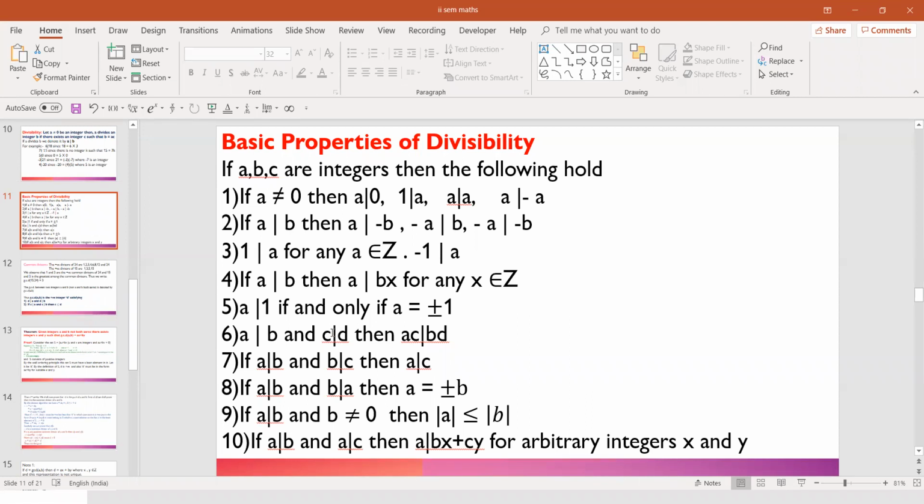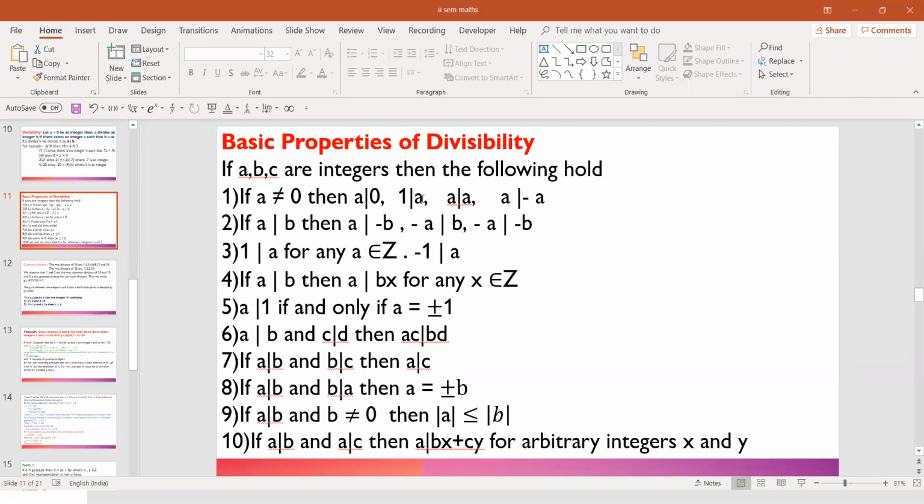Read and understand each and every definition. This is not at all difficult. This concept, this topic is not at all difficult if you understood the definitions. Understand the definition clearly. We apply definitions to derive any result on that. So if a is not equal to 0, a divides 0 always. So 0 is divisible by every integer.